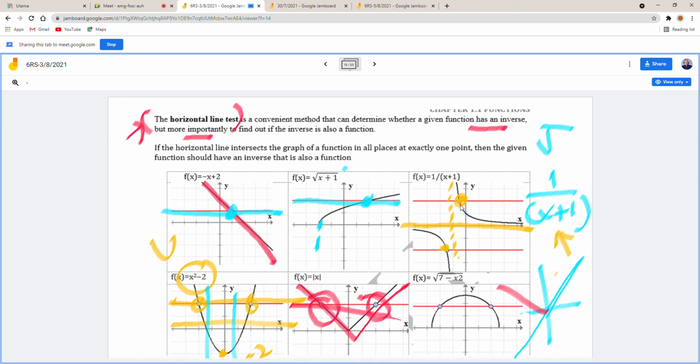This one can inverse because it has 1 point only. On the vertical line test, it has to intersect only 1 point, and this one does. This one cannot because the line is intersecting 2 times. So this one is not inverse, and this one is not inverse.